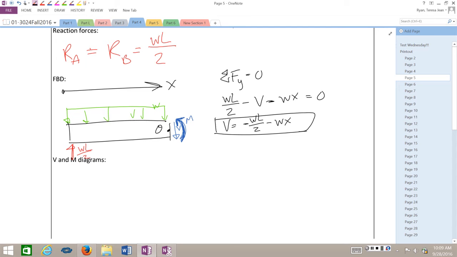Yep. Plus L/2 minus WX. Yep. Typo in the course pack. So be it noted that there's a sign error on page 4-5 of the 4-up filled-in notes. Typo.